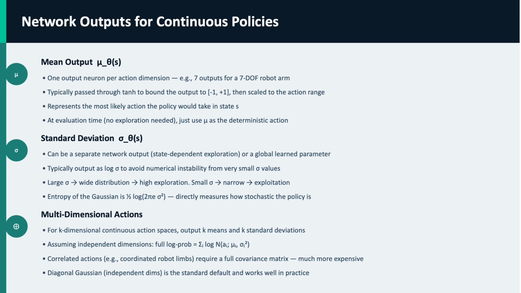For a continuous control task with k action dimensions, the actor network outputs 2k scalars, k means and k standard deviations, one pair per action dimension. The means are typically passed through a tanh activation and then scaled to the action range. This ensures the mean action is always within the valid action bounds regardless of network outputs. At evaluation time, when you want deterministic behavior, you simply use the mean action directly without the sampling.